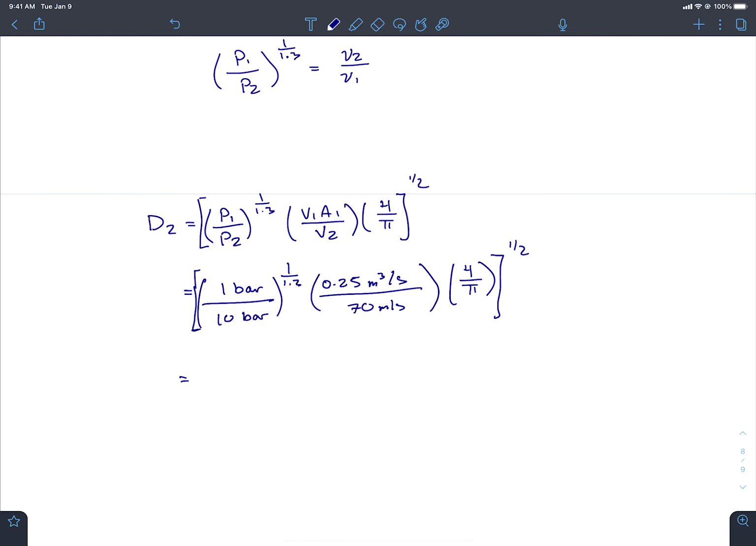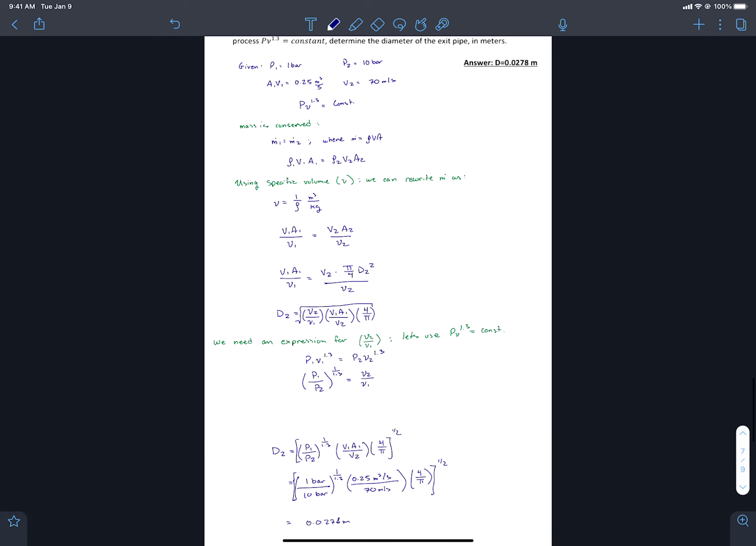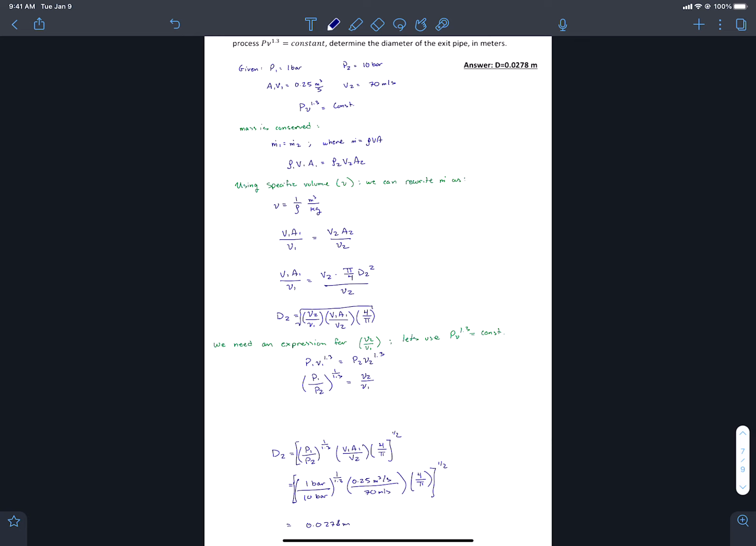And you get 0.0278 meters. So I don't know, I don't really like this question. It's kind of out there because, for example, when I first saw it, I got really stuck because I didn't know the relationship of specific volume to density, or 1 over density, and I couldn't solve this problem. But after thinking about it for a lot longer, I was able to figure it out. Can you expand on volumetric flow rate?